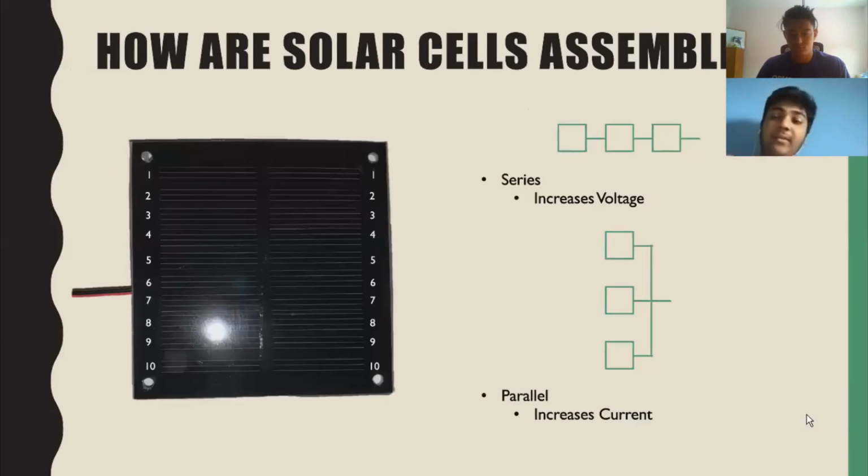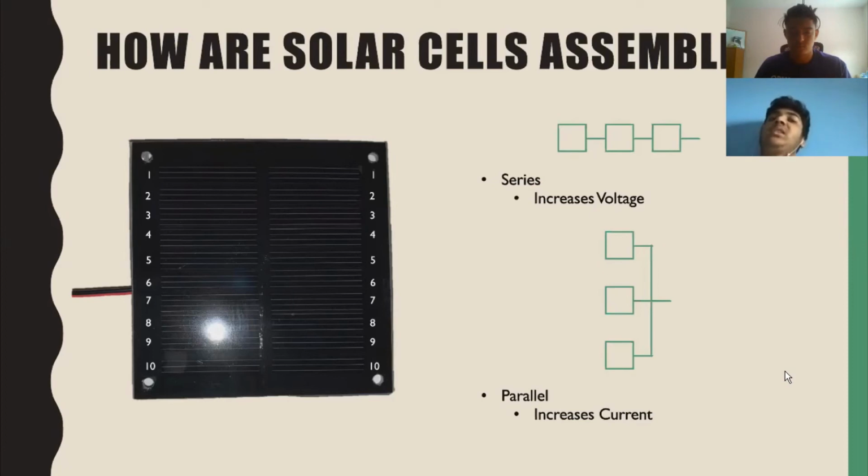Then we wanted to know how solar cells are assembled. This whole thing is a solar panel, and it's made out of a bunch of different solar cells. The way you can assemble solar cells is you can either put them in series or in parallel, like the diagrams I have drawn. When you put them in series, you tend to increase the total voltage of the panel. And if you put them in parallel, you tend to increase the general current.